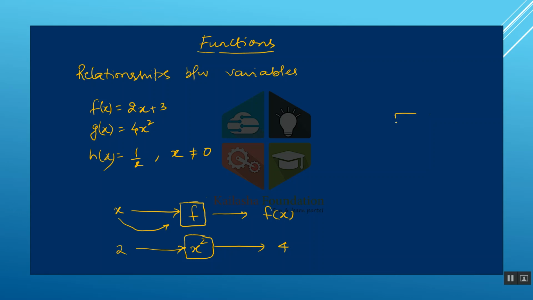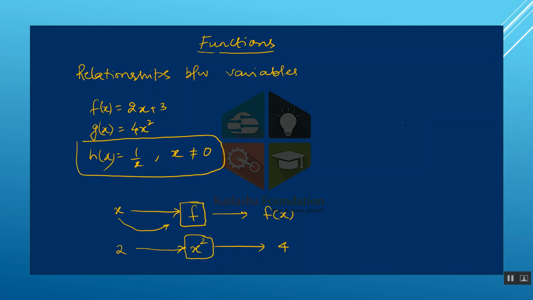But if we construct a machine like this, plus minus root x, then if we put 16, we get plus minus 4. We are getting two answers, plus 4 and minus 4. So this is not a function. So a function is an input output machine which gives one output for every input. So is this a function? No. Is this a function? Yes.